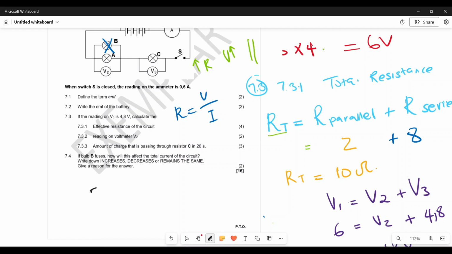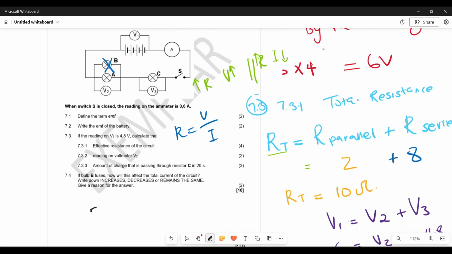The same applies if R decreases, your voltage would also decrease. Now, also, your resistance is inversely proportional to your current. So if resistance increases, your current would decrease. Similarly, if your resistance decreases, your current would increase. So now, first let's ask ourselves, if B is removed, what would happen to the total current? First, you need to ask yourself, that resistor they are removing, was it connected in series or in parallel? Remember, we said this connection right over here would be a parallel connection.